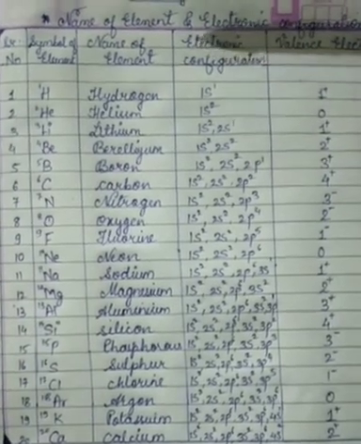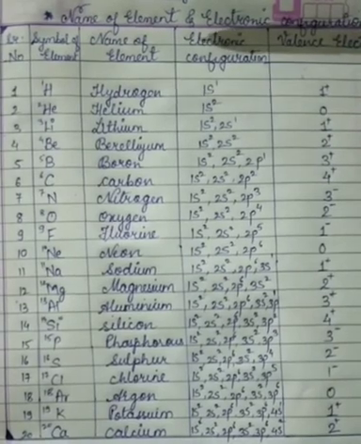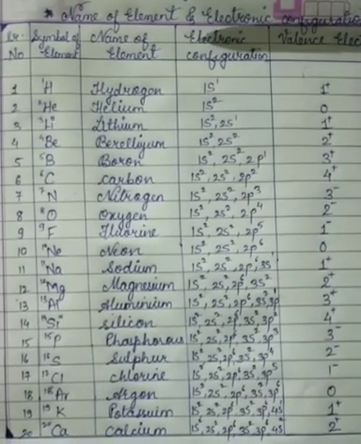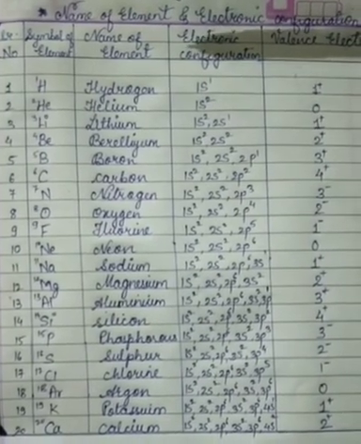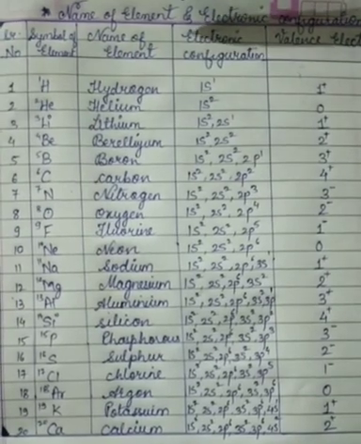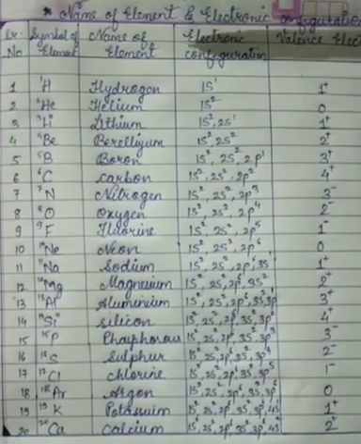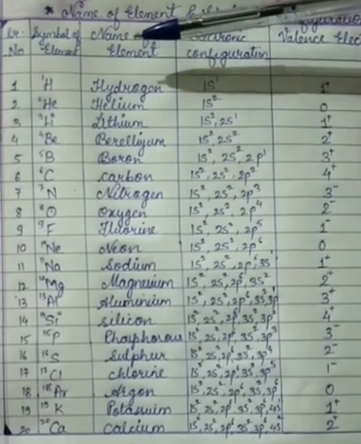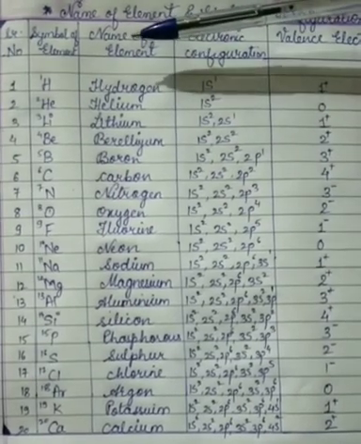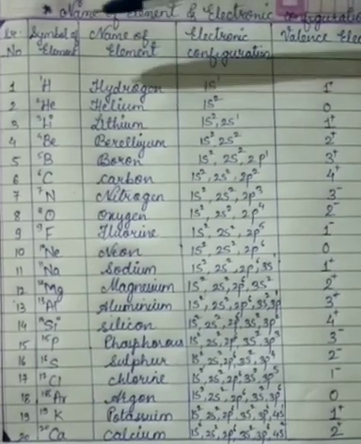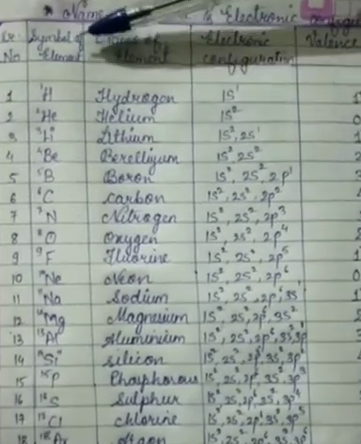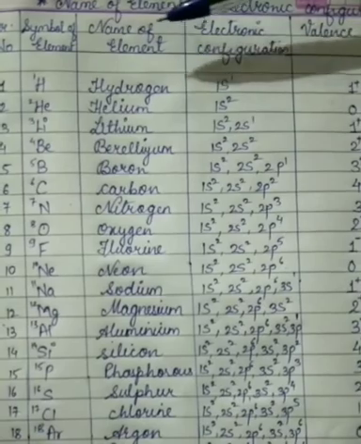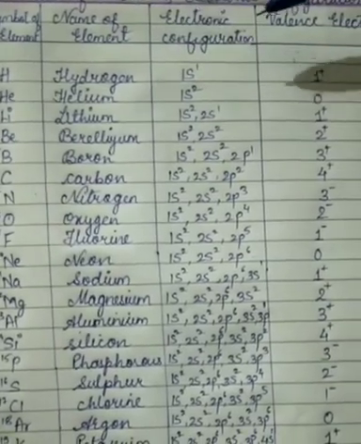In this video we are going to learn about the subject chemistry. In that we are going to learn about the name of the element, the electronic configuration, and their valence electron. So one by one, let us start and see how the electronic configuration and symbols of elements are written. So first of all, here I have written symbol of element, name of element, electronic configuration and valence electron.